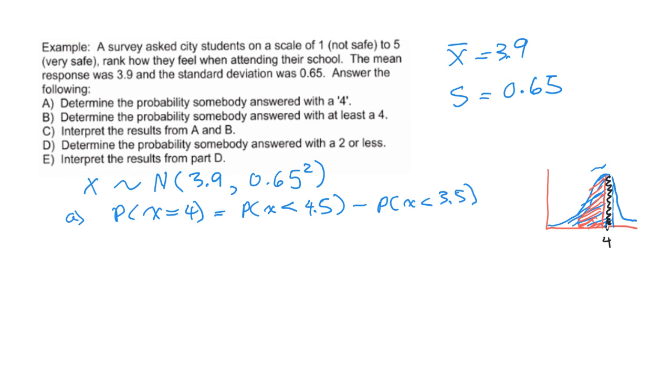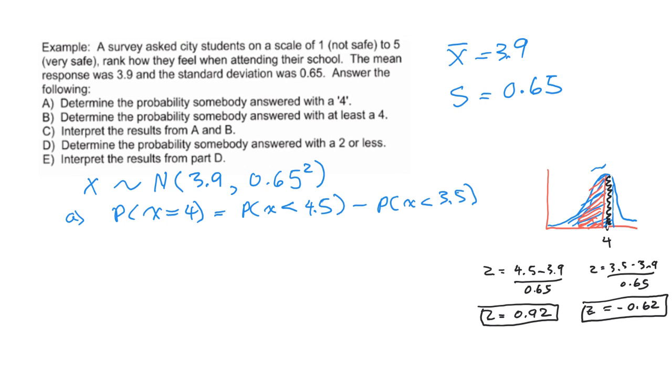which represents our value of actually X being 4. So when using your Z-score table, you're going to get the following Z-scores. You're going to get 4.5 equaling 0.8212.